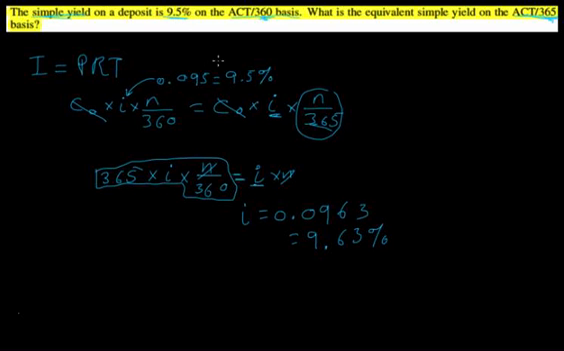And that makes a bit of sense. It's a bit higher than the 9.5% because there are more days in the year that we're using now, 365. So the extra 5 days adds on. 9.63 is a higher amount because there are more days, that adds on the extra 0.13%.